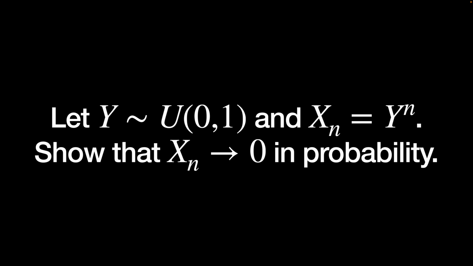So if we let Y be the uniform distribution on (0, 1), and we let X sub n be Y to the power of n, we want to show that X sub n converges to 0 in probability.